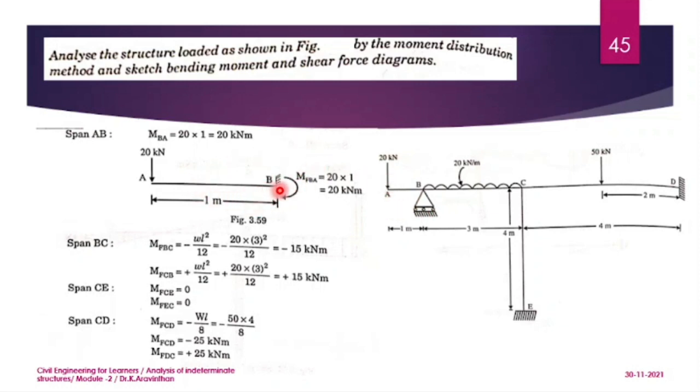And how to find the bending moment? Cantilever beam doesn't have any formula. So in the previous classes I have not given any formula. Why? Because the formula is very simple. Load into distance is the formula. So you have 20 kilonewton load and 1 meter of distance. So 20 into 1 will be 20 kilonewton meter.